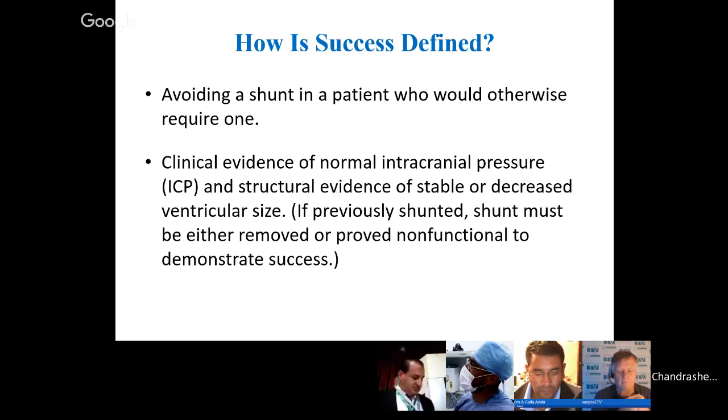We usually say that late failures are possible, and you have to wait at least a year. We have 2 patients who have actually failed after 1.5 years. But I think usually, if you have not needed to put in a shunt for a year, you can say that your procedure has been successful.